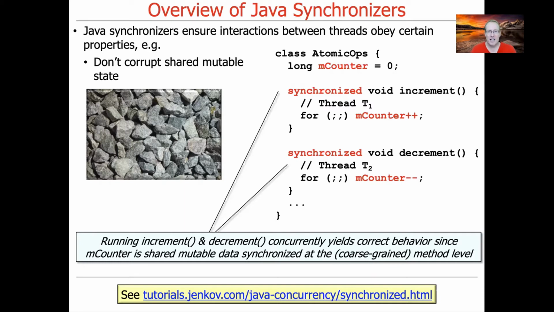What that means is, when thread T1 or thread T2 runs, whichever one gets there first will have exclusive access to that critical section, which basically is the scope of the entire method. So in this particular case, we're going to get correctly synchronized output, but at a very coarse-grained level.